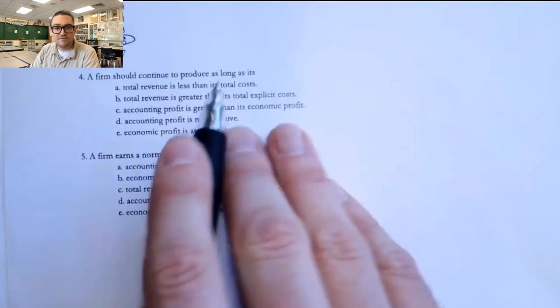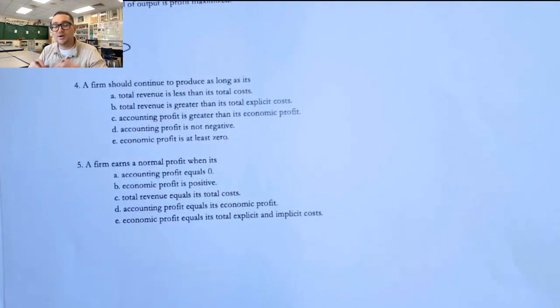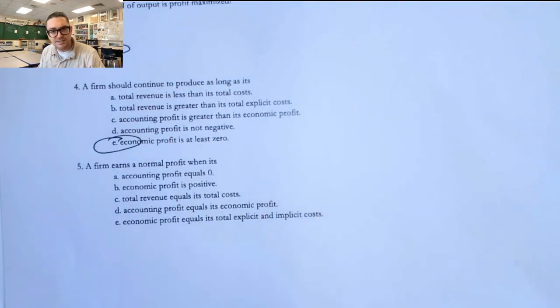For number 4, a firm should continue to produce as long as its economic profit is greater than 0. The idea of a normal economic profit of 0 is telling you that you're in this equilibrium state. But as long as your economic profit is greater than or equal to 0, then you should continue to be producing. So we would say at least 0 economic profit. That tells me I should still stay in this business.